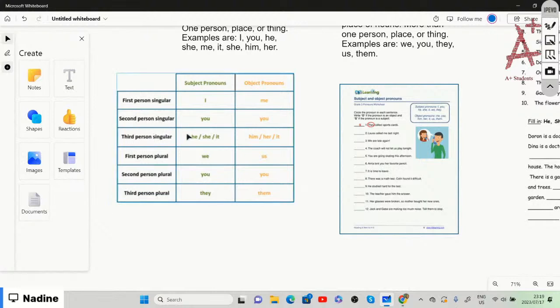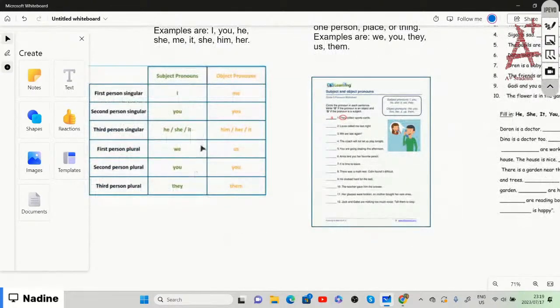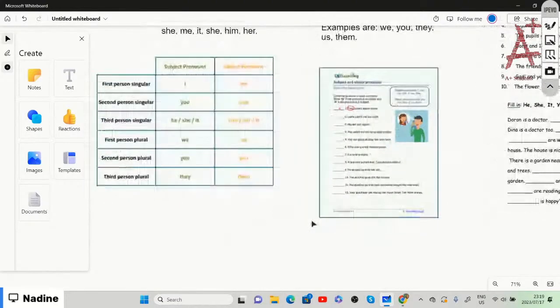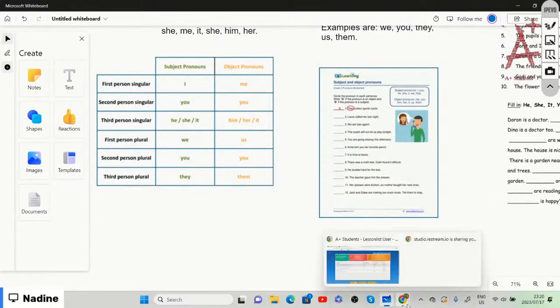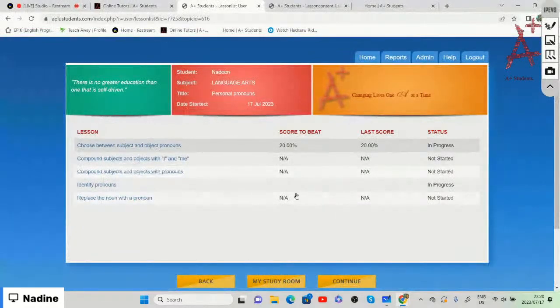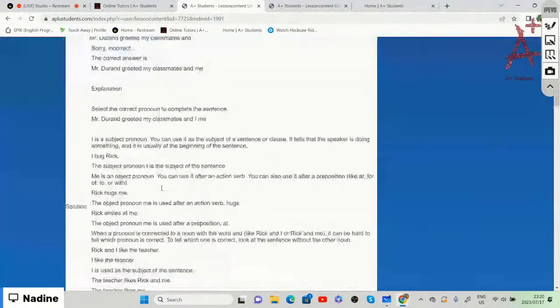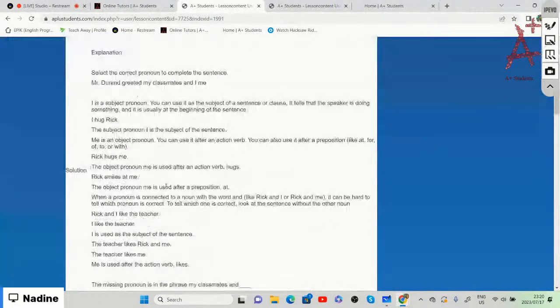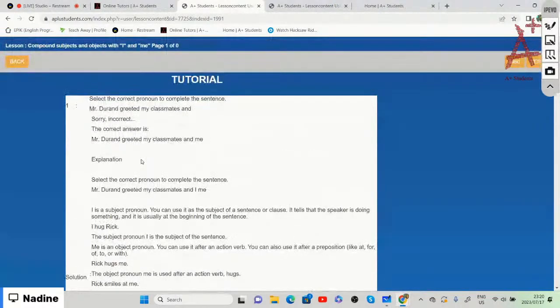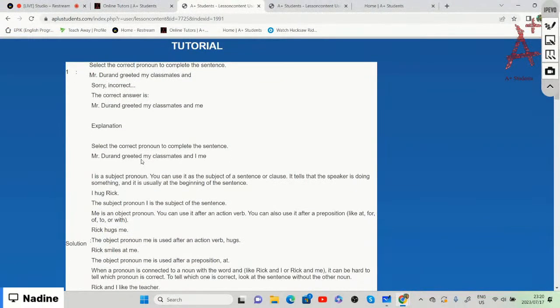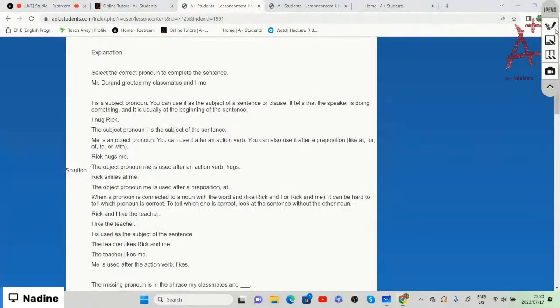And then we have third person singular, and it's the same with first person plural, second person plural, and third person plural. And these are all the pronouns, subject as well as object pronouns, that we made mention of, right? So we're not going to do that activity. Let us go back. So now we're going on to the next lesson, right? Which is compound subjects and objects with I and me. All right, so we're going to now do compound subjects and objects with I and me.